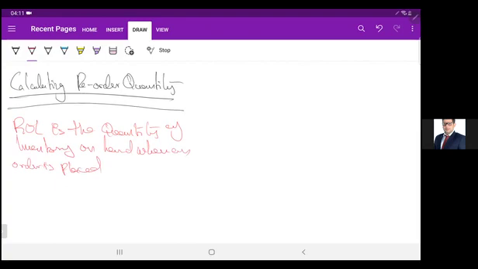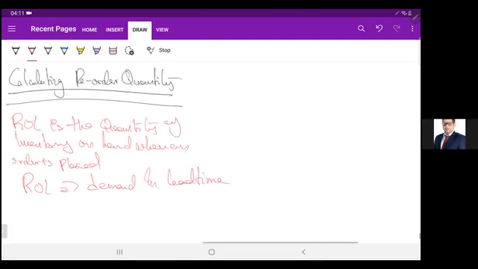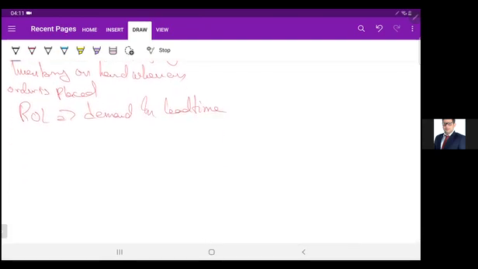So how we will do it? When demand and lead time are known with certainty, the ROL may be calculated exactly. That is, ROL is equal to demand in lead time. It's very simple though. And just to know it better, let's go through the example.